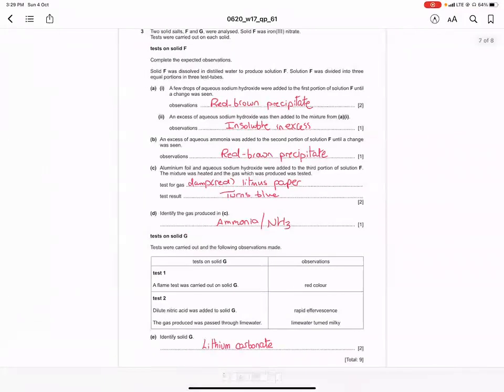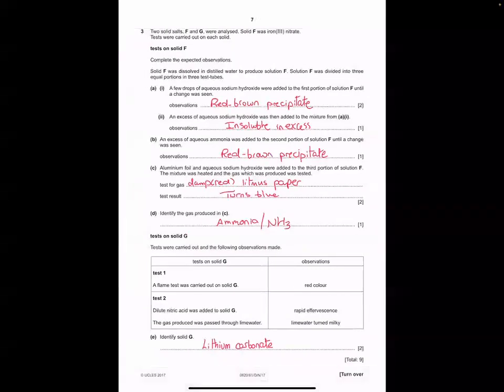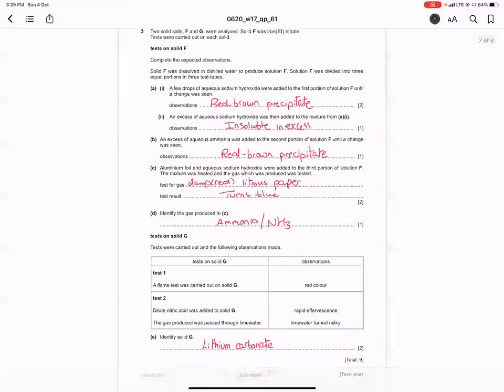Okay, cations and anions, F and G were analyzed. Solid F was iron 3 nitrate. So for solid F, we had iron 3 as the cation, and nitrate as the anion. Okay, tests on solid F, complete the expected observations. Solid F was dissolved in distilled water to produce solution F. Solution F was divided into 3 equal portions in 3 test tubes.